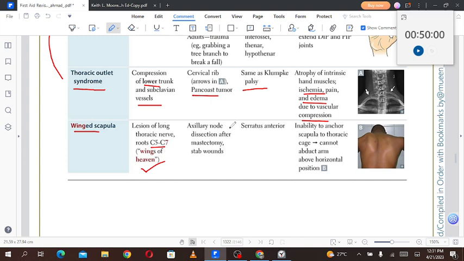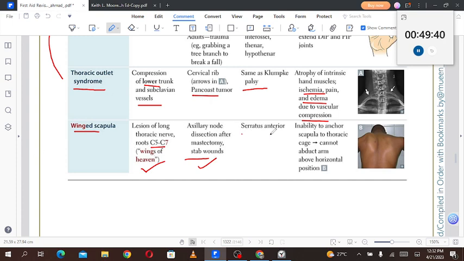The causes are axillary node dissection after mastectomy and stab wounds. During mastectomy for breast carcinoma, we have to do axillary lymph node dissection, because the most common nodes for the metastasis of breast cancer to go to are the axillary nodes. So we have to dissect them, and during that dissection there are chances of damaging the long thoracic nerve. Also, if there is a stab wound in that area, that can also damage the long thoracic nerve.